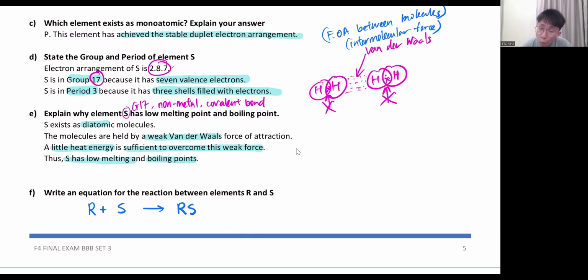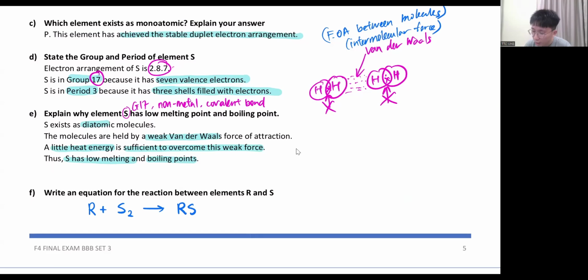And group 17 always exists as what? Always exists as diatomic. Means that even though you do not know S, is it chlorine, is it bromine, or is it fluorine, it doesn't matter. S must be S2. A lot of students forgot to put a 2 for this. Then you're going to be like, teacher, how we know? Because group 17 is diatomic, so it must have a 2 in the equation.